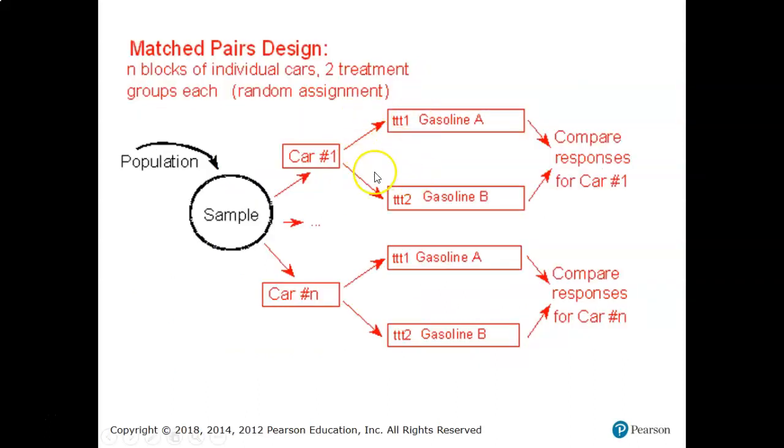Okay, so this is just a diagram here talking about the matched pairs design. Basically you've got car 1 and car 2 and you're testing gasolines A and B. So both gasoline A and B would be given to car 1, obviously at two different times, but both would be tested on car 1, and here both would be tested on car 2 and so forth.